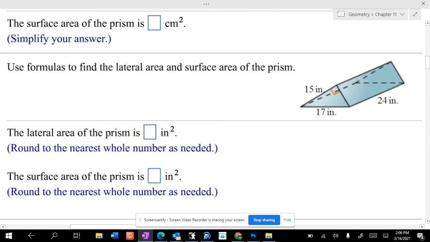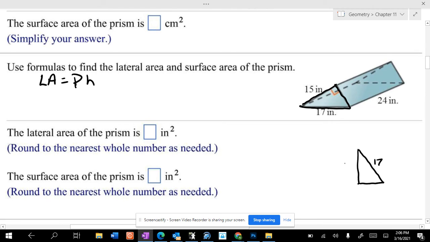Okay? So if we want to find the lateral area of the prism, it's the perimeter of the base times the height. Okay? So I got to figure out the perimeter of this triangle here. Well, it's a right triangle, right?